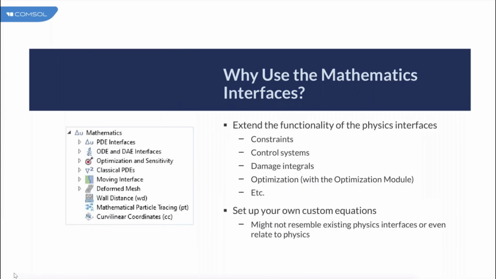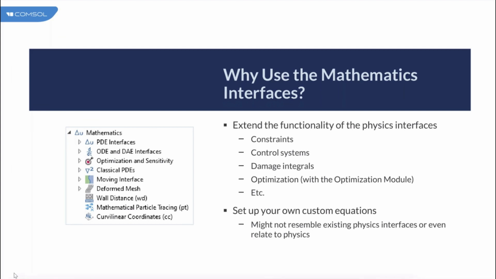Now, if the physics interfaces are convenient and easy to use, then why would we use the mathematics interfaces? I haven't mentioned this yet, but the most common reason to use those is if you want to extend the functionality of the physics interfaces. You can, for example, have them constrain the problem in some really arbitrary way. Say you want the pressure on the surface of your model to equal a function of the total thermal energy in some other part of the geometry.